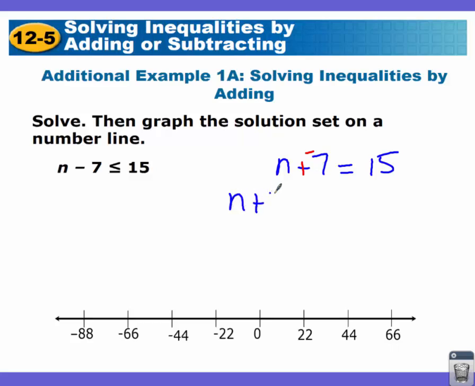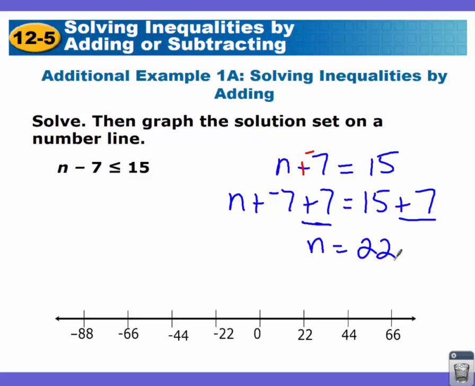So you would do n plus -7 plus +7 is equal to 15 plus +7. So if I add something to one side, I have to remember I have to add it to the other as well. Now by this point, after the last couple of weeks that we've been solving equations, this line right here should just be sure habit. Okay? So now my 7's go away, they turn to 0, and we end up with n is equal to 22. Now this is an equation. It has only one solution. It does not have a solution set, which is a group of numbers that would make it true. This one has only one number that makes it true.